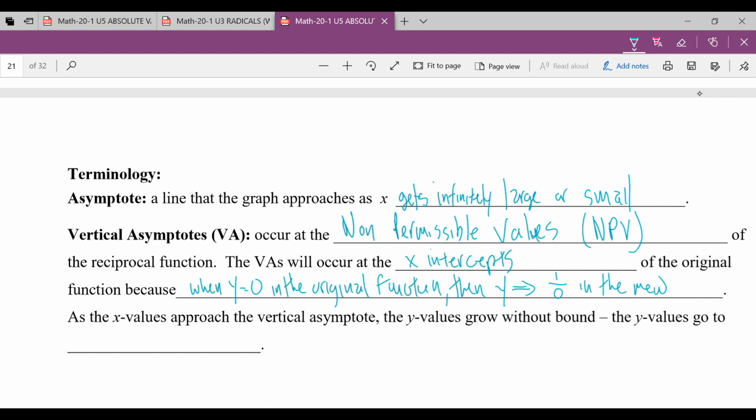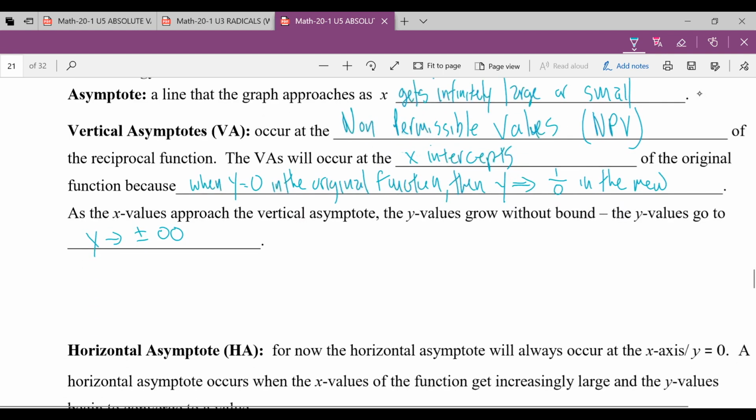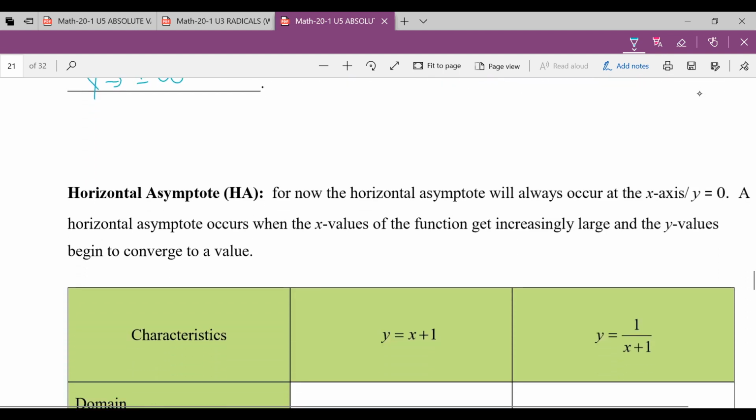As the x values approach the vertical asymptote, the y values grow without bound. That means they get larger and larger and larger. The y values go to positive and negative infinity. So that's the vertical asymptotes at the x-intercepts of the f of x function, which is to say that the vertical asymptotes of the reciprocal of f of x occur at the intercepts of f of x. Cool little trick to keep in your back pocket.